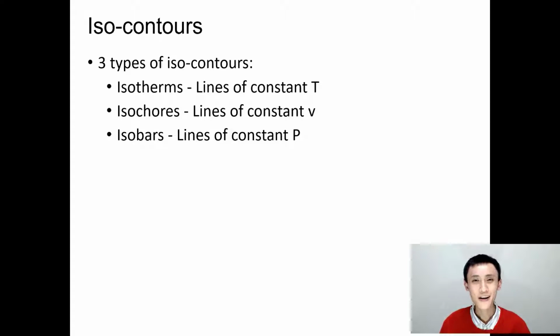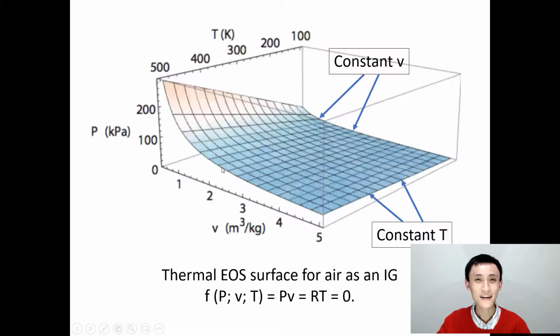So today we are going to discuss the three types of iso contours in thermodynamics. If the temperature is constant, that process is an isothermal process. If the specific volume is constant, then we call it an isochoric process. And if the process has a constant pressure, then we call it an isobaric process. So let's take a look.